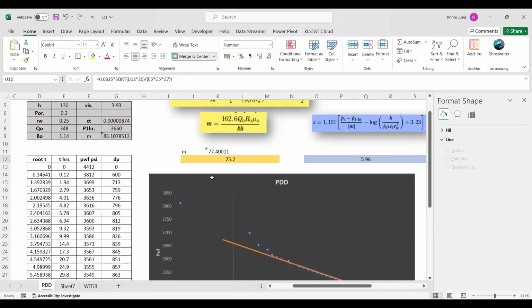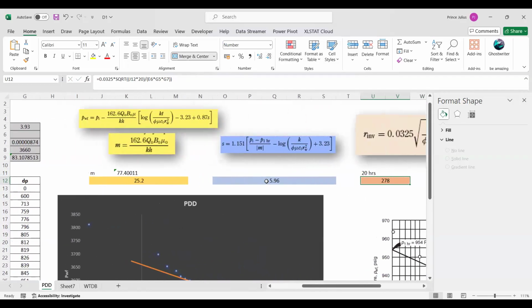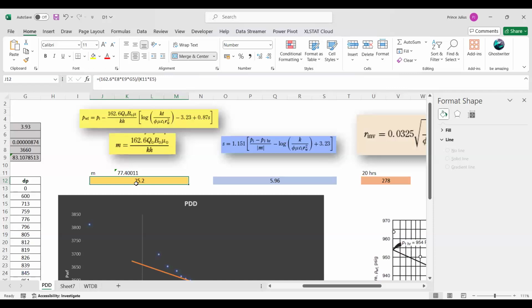So we have estimated permeability, skin factor, and radius of investigation. Permeability was observed to be 25.2 millidarcy, and the skin factor was observed to be 5.96, which is positive and represents damage, and the radius of investigation is 278 feet. Of course, that is not that much, and it may have to progress, but that is based on the data that we got. It depends. If you have real-time data, you will get exact values.